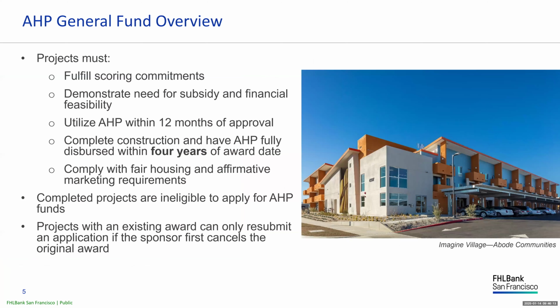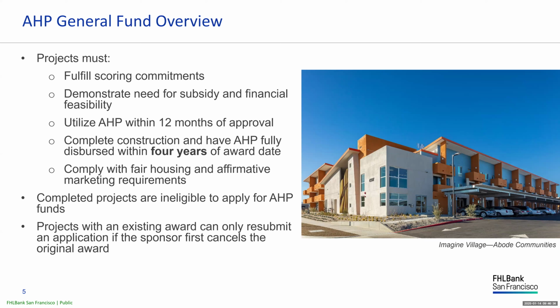AHP awarded projects are required to fulfill scoring commitments. If there are project changes after the award is made that affect scoring, a modification must be requested. A project must demonstrate a financing gap and that it will be financially feasible at all phases. If the project receives AHP funding, it must continue to demonstrate a gap at the time of disbursement and at the time of compliance monitoring.